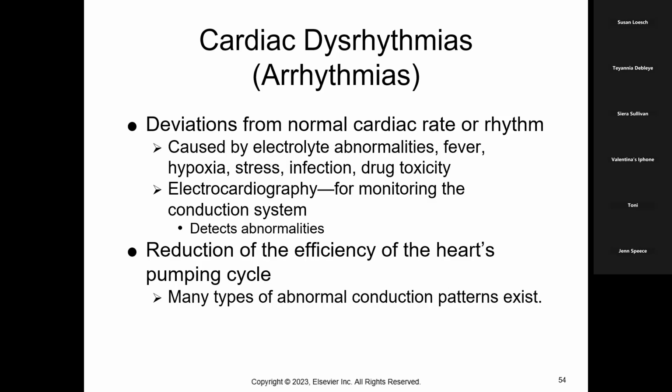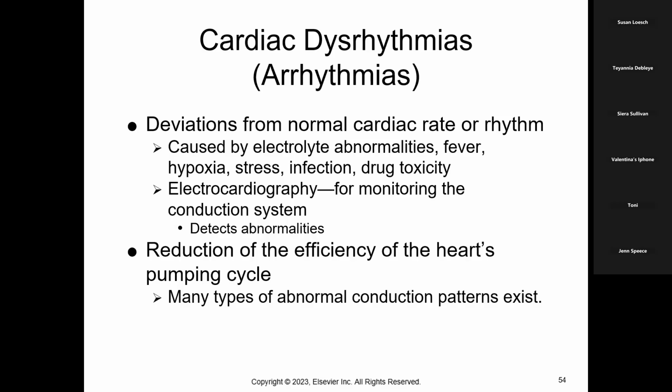All right, next is arrhythmias, and these come from interference with the rate or the rhythm. It can also come from electrolyte disturbances, fever, hypoxia, stress, infection, drug toxicity, anything that interferes with the conduction system. Somebody has rheumatic fever. That can lead to scar tissue and inflammation in the heart. If someone has an MI, this can cause a problem with conduction. So we use the EKG to look at conduction abnormalities.